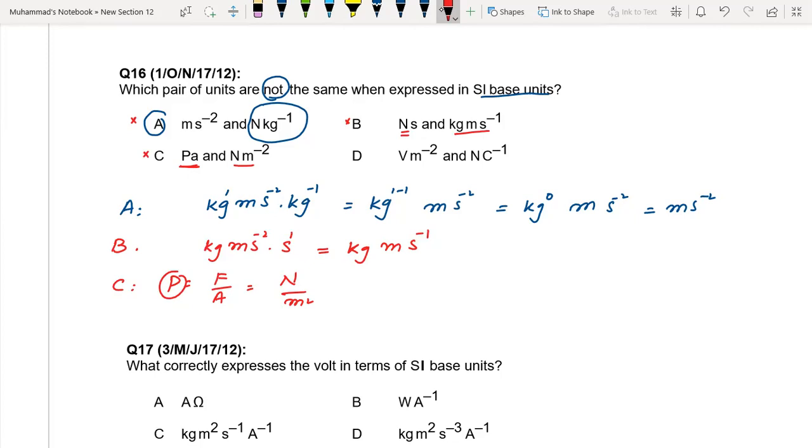So these two obviously are not the same when we express them in terms of SI base units, but you can verify that this is Newton per coulomb, this is volt per meter square. You have to put coulomb in terms of SI base units, Newton in terms of base units, and volt in terms of base units, and then you can compare. They are not equal.